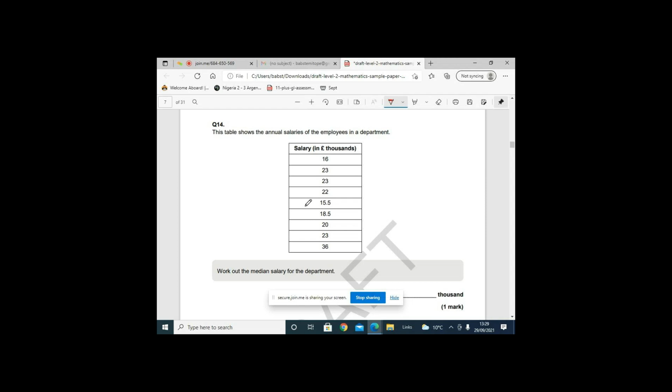So what's the median for this one now? No, median is when you arrange numbers in order and you find the middle number. Here's a very common question, please. Find the median.